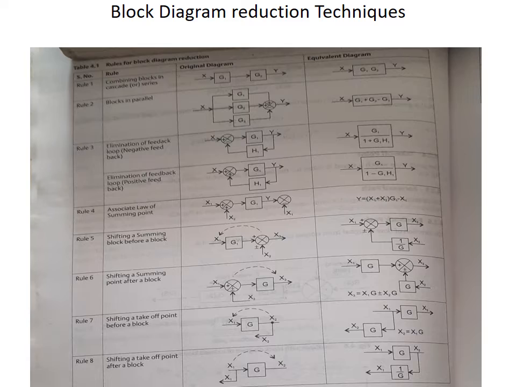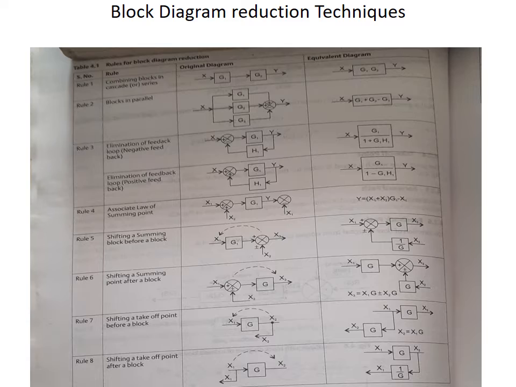One is that you give a feedback gain H1 to the summing point as a negative value. The second is that H1 is given to the summing point as a positive value. If you give H1 to the summing point as a negative value, you will get the overall gain as G divided by 1 plus G into H.